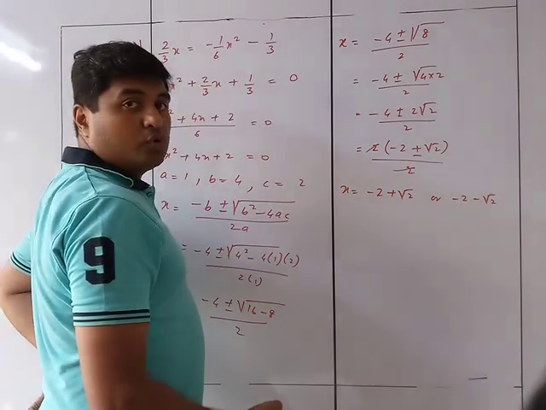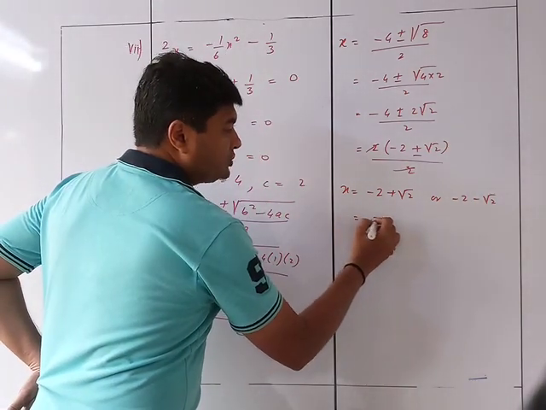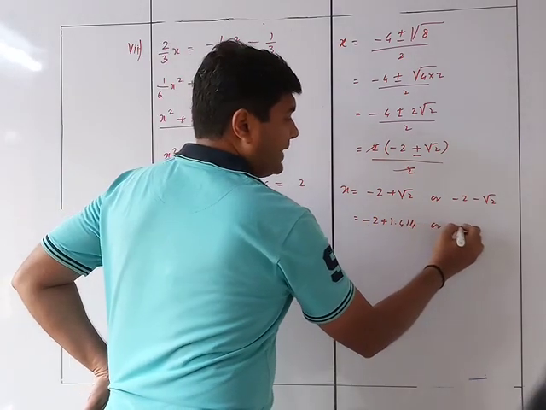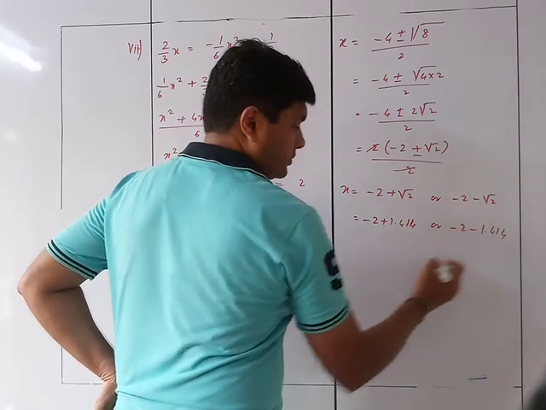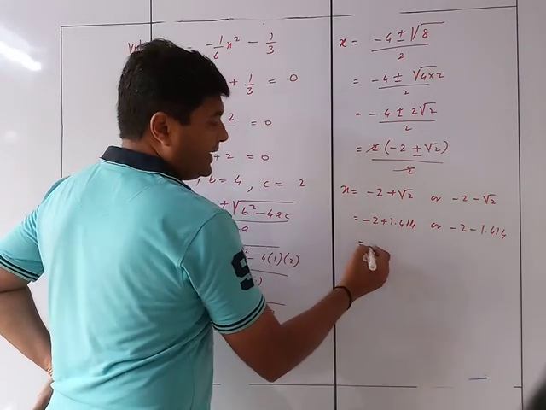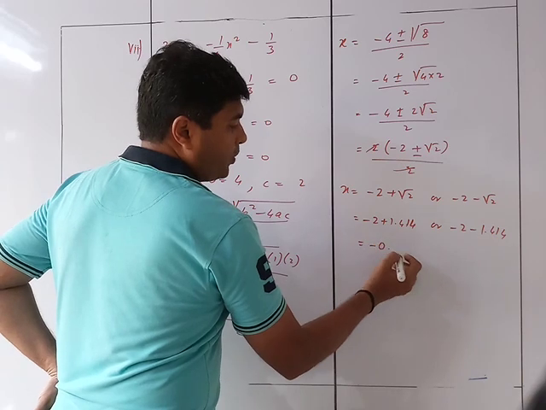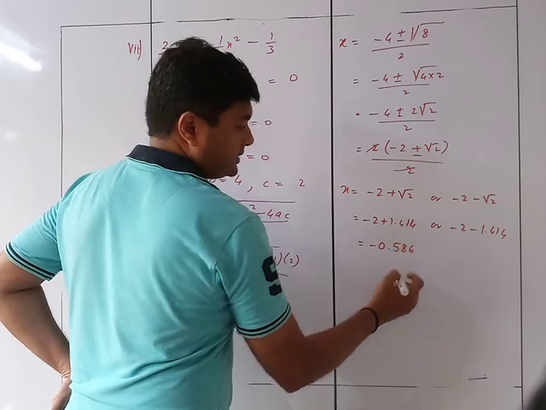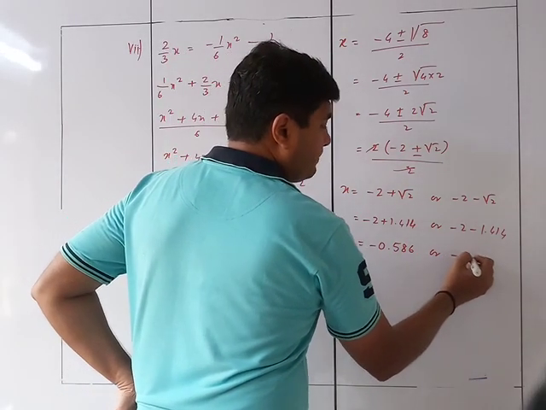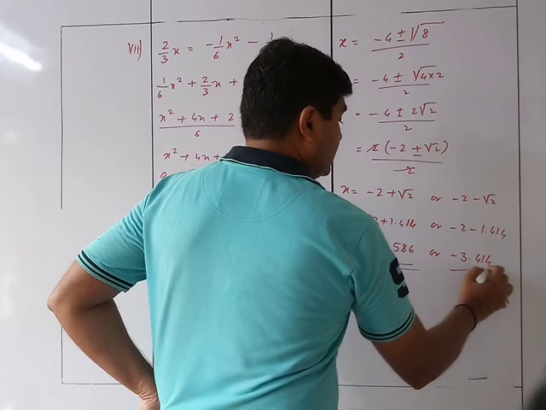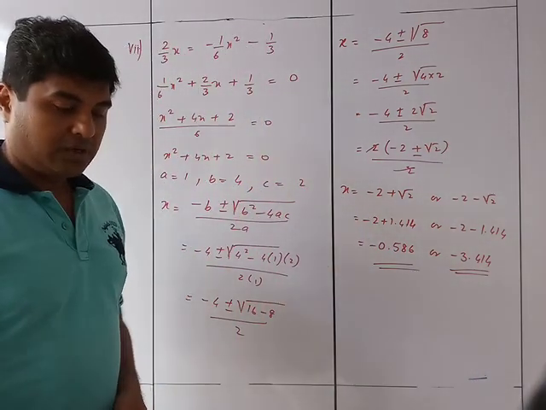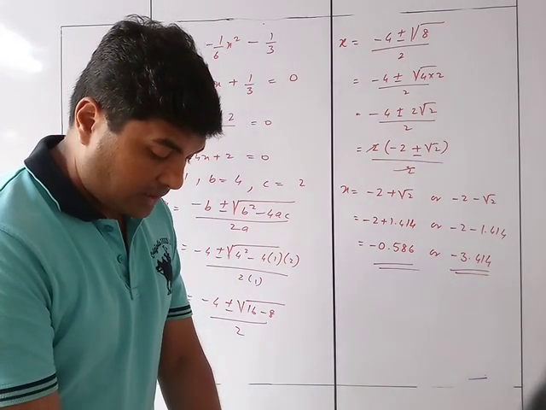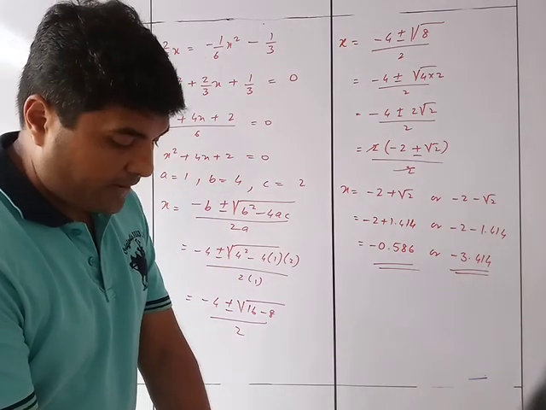We need the value of root 2 as 1.414, so it will be minus 2 plus 1.414 or minus 2 minus 1.414. So that will give me over here as minus 0.586, or it will be minus 3.414. This should be the answer for this particular quadratic equation. So that was 5D question 1, part 7.